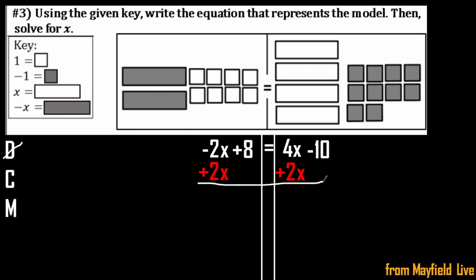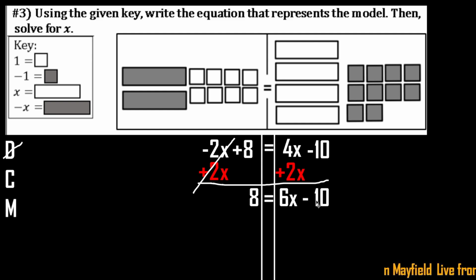And so we say, okay, what do we get now? The 2x's cancel out, and we're left with everything else coming down. So we have 8 comes down, equals, we have 4x plus 2x is 6x, and then the -10 comes down. Still, same idea, since all the variables are on the right, we want to get all the constants, meaning the numbers, to the left.